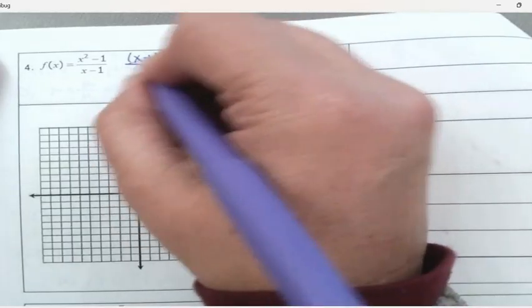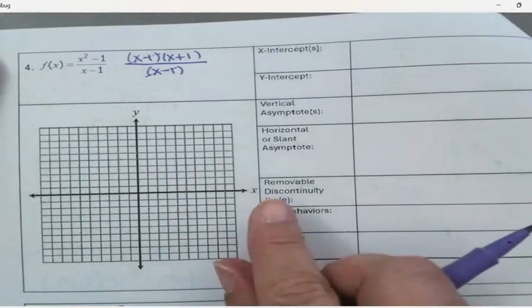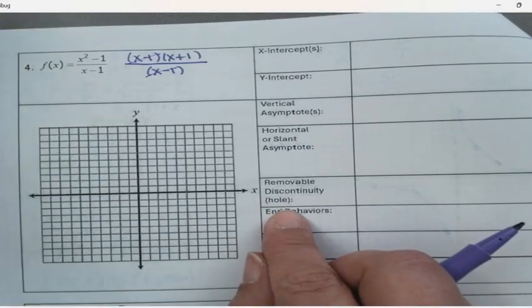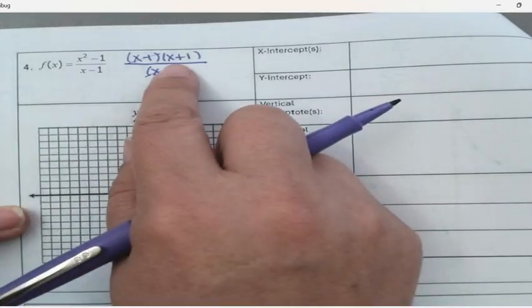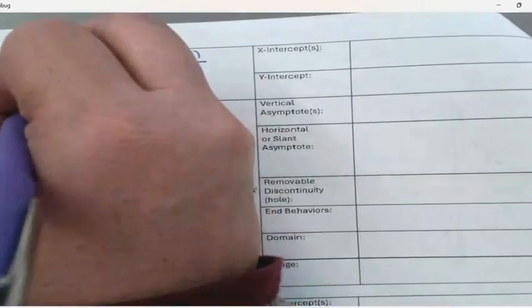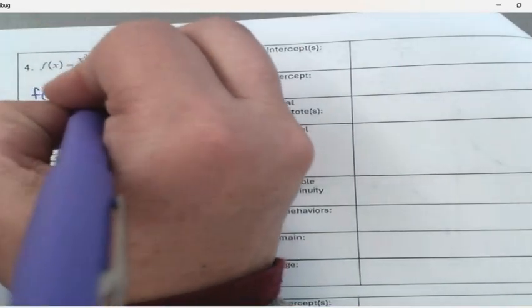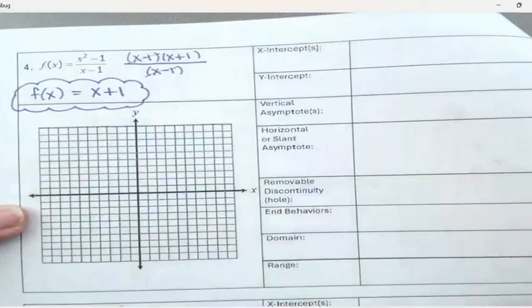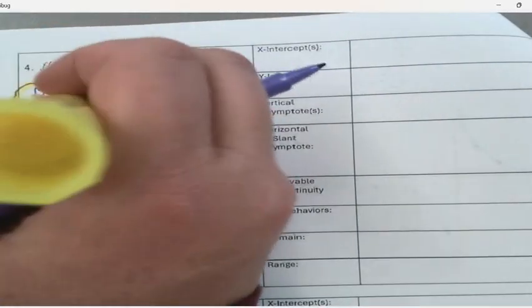Okay, ding, ding, ding. That's when you're going to get a hole. If you are able to factor and you're able to cancel something, we are going to have a hole. That's why none of the other ones did yet, because we didn't do that with anything else yet. Okay, the x plus 1 is left in the numerator. So my simplified function is now f of x equals x plus 1.